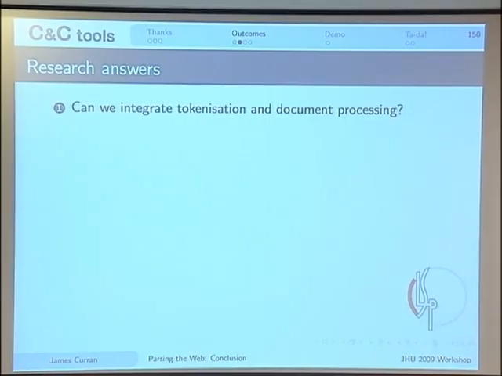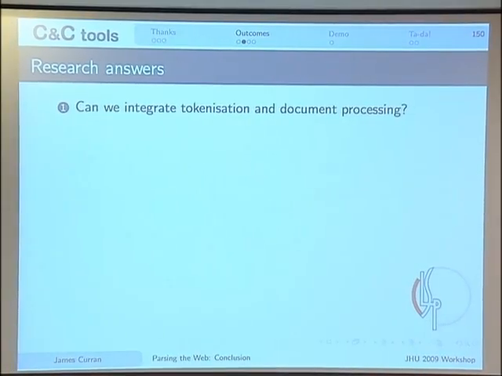So first of all, we had this grand idea at the beginning of whether we could integrate tokenization with document processing. So could we recognize HTML tags in exactly the same process as the tokenization, and could we do that in some kind of dynamic way using regular expression libraries? Unfortunately, the answer is no, and Kurt really bashed up against this as hard as possible to make all of the regex libraries that seemed suitable do this for us, but it just turns out the technology's not quite there yet.